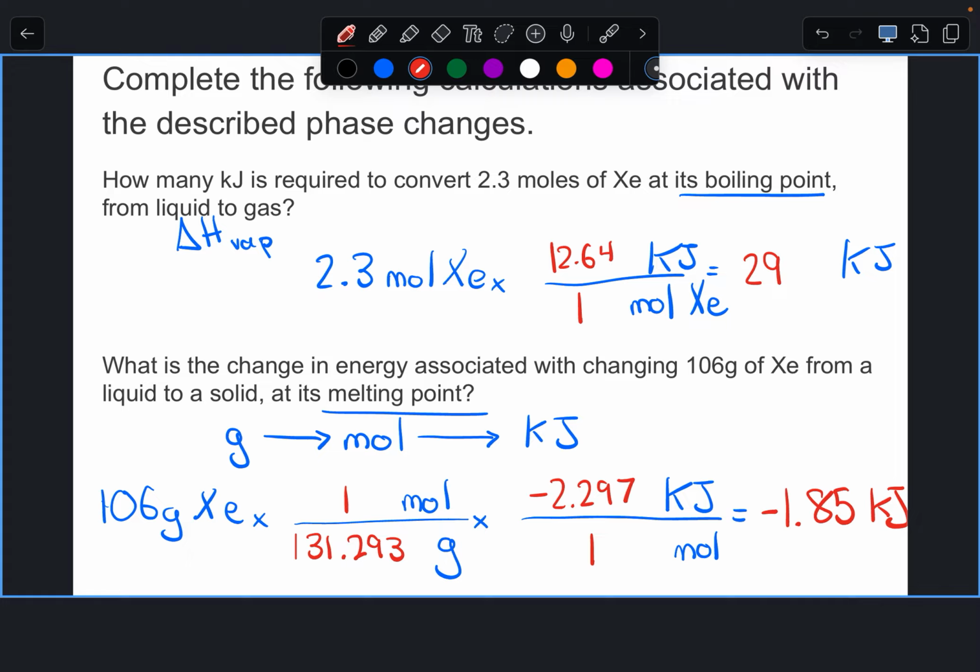Okay? So you get it down to its freezing point, and then it's going to release 1.85 kilojoules. So release is why that negative is there, while it's turning into a solid. Because when you form those intermolecular forces, it's just like forming a bond. It's a lower potential energy, and so energy is released in that process.